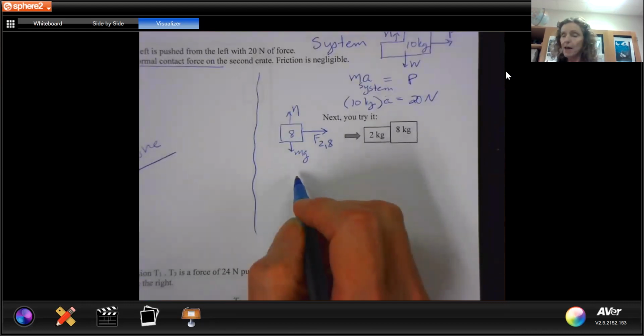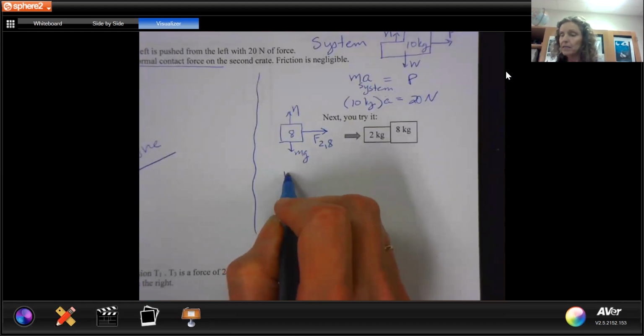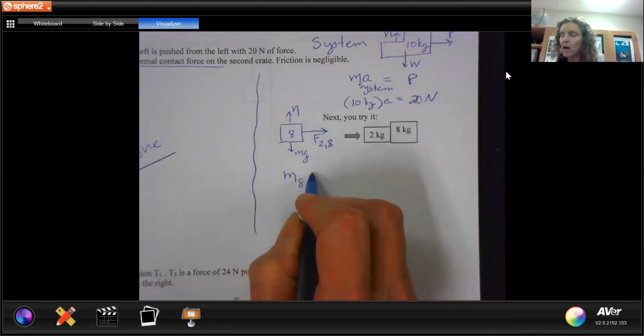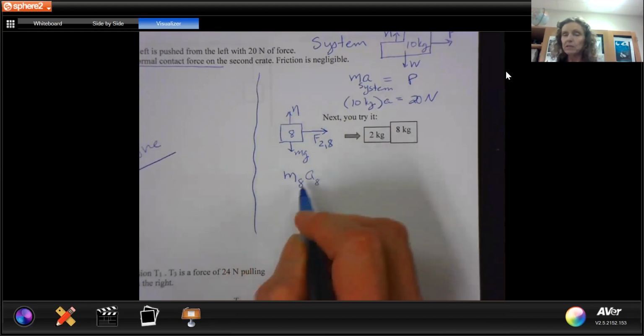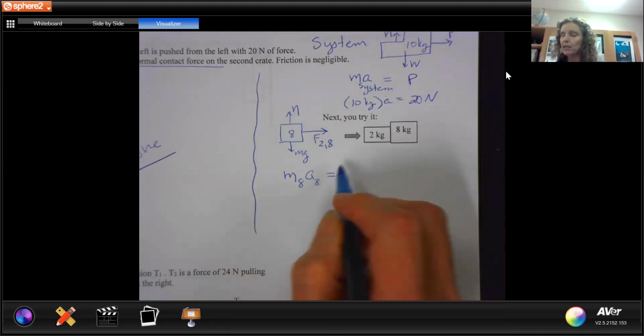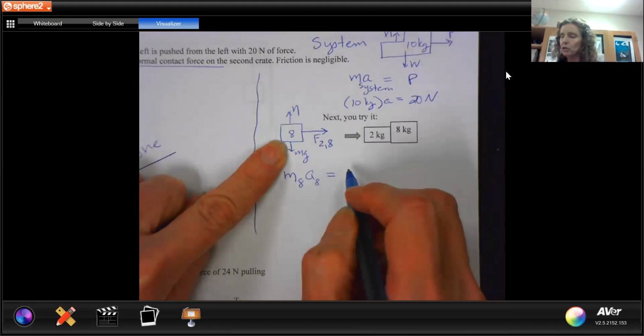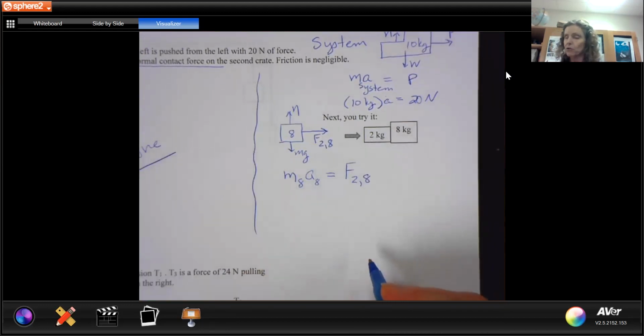So now I'm going to go sigma F, or MA. And this time it's not the mass of the system. It's just for the 8 kilogram block. So I just want its mass times acceleration. And the only force on it, because they said friction is negligible, it is on this whole page, is this force of 2 pushing on 8, the normal contact force.